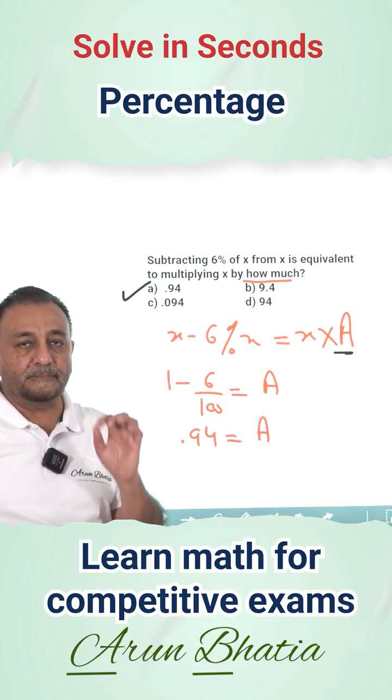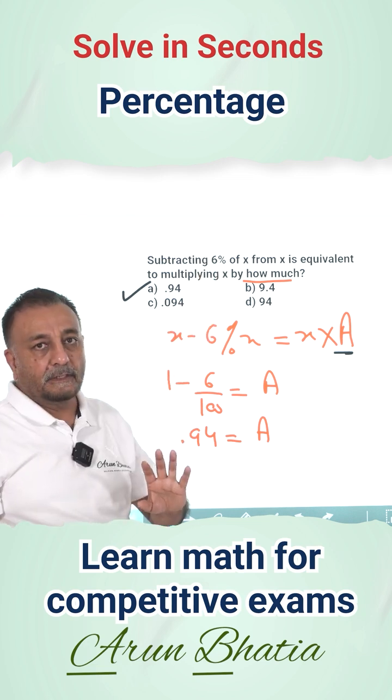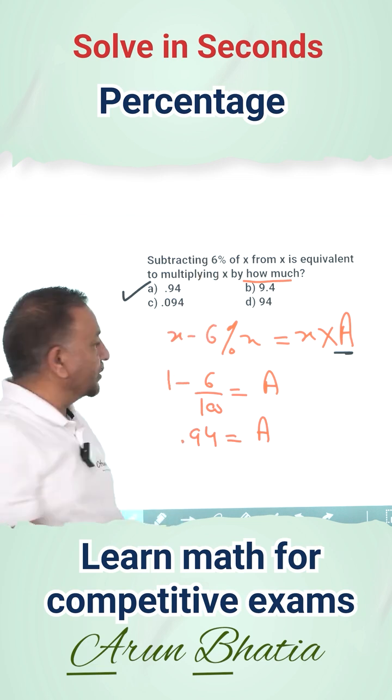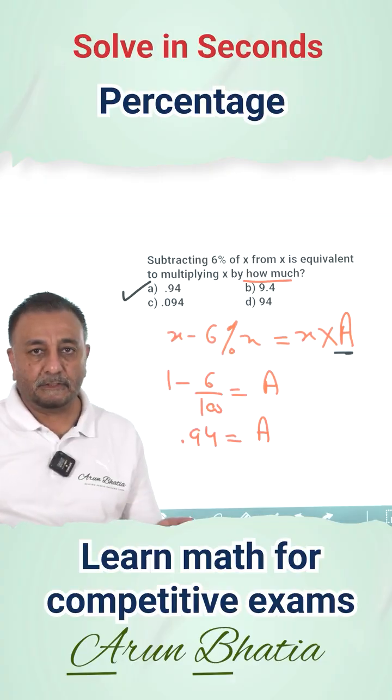Easier way is subtract 6 from 100. That is 94 upon 100 is 0.94. This is the easier way.